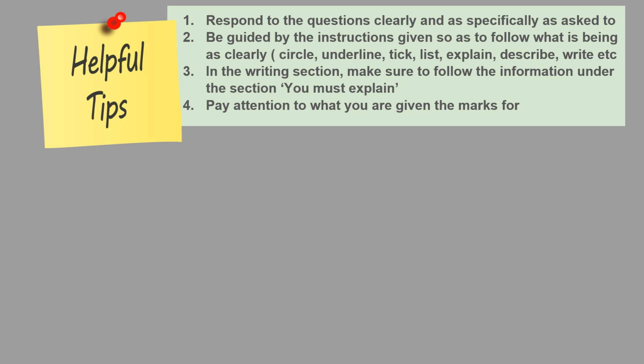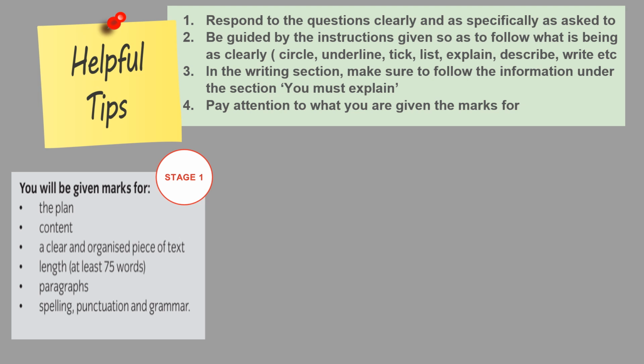Using the information here will give you an opportunity to maximize your scores. Now pay attention to what you are given the marks for. For example, for section 1, you're given marks for the plan, the content, a clear and organized piece of text, the length at least 75 words, using paragraphs, ensuring that your information is spelling, punctuation, and grammar free.